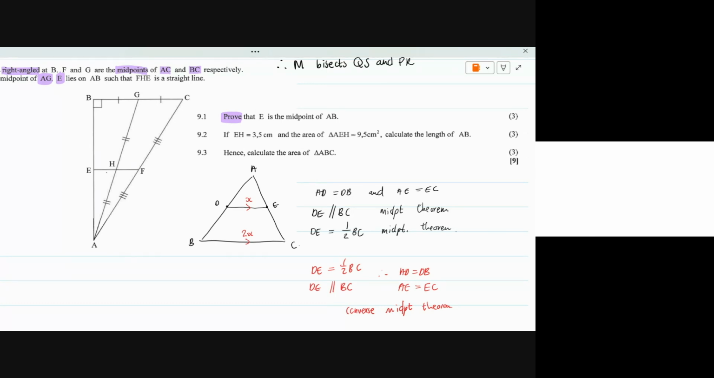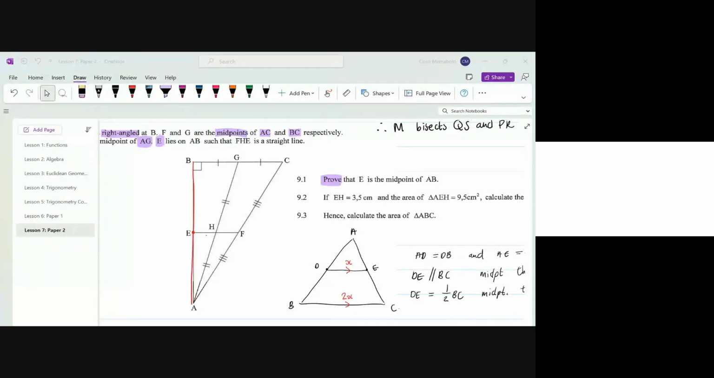All right, so we want to prove that E is the midpoint of that line. Now if we want to prove that something is a midpoint, what do we need to prove? Just give me 1 second, guys. AE is equal to EB. Okay, good.